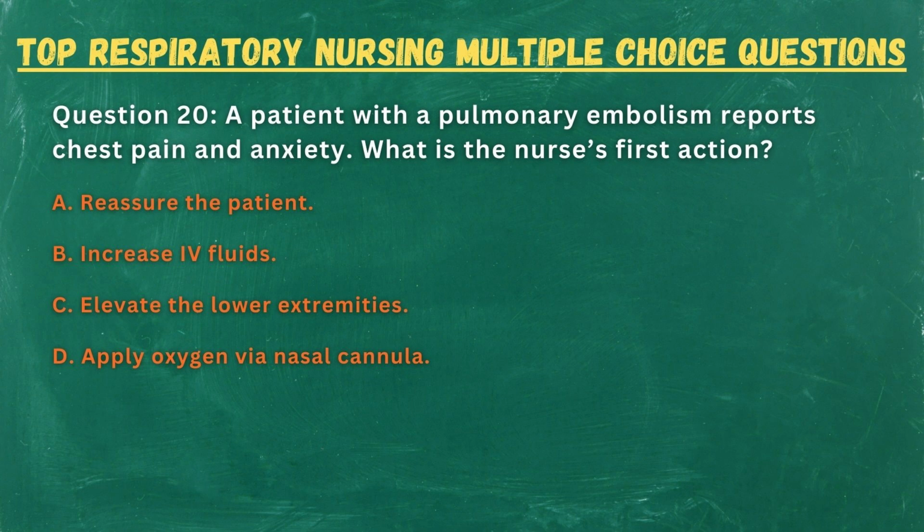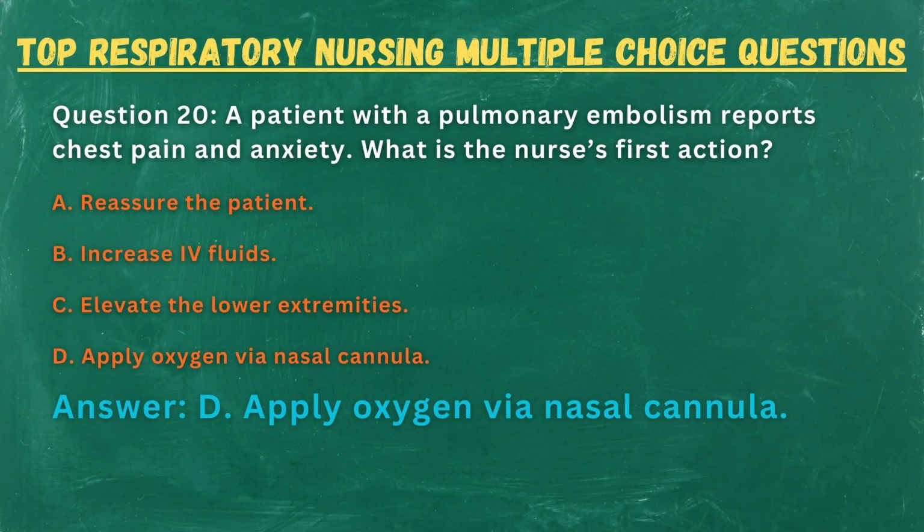Question 20. A patient with a pulmonary embolism reports chest pain and anxiety. What is the nurse's first action? A. Reassure the patient. B. Increase IV fluids. C. Elevate the lower extremities. D. Apply oxygen via nasal cannula.